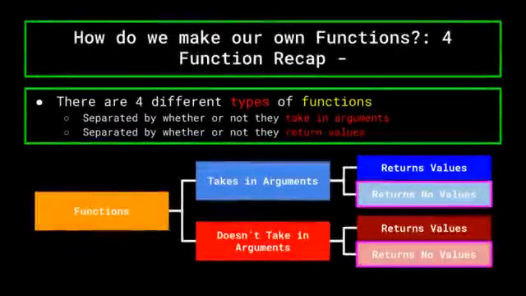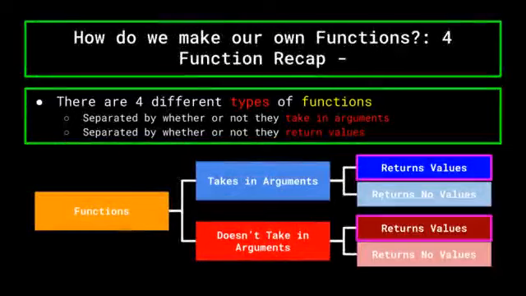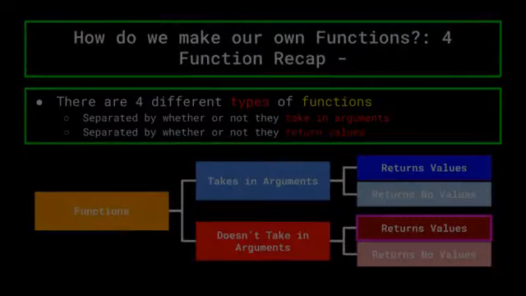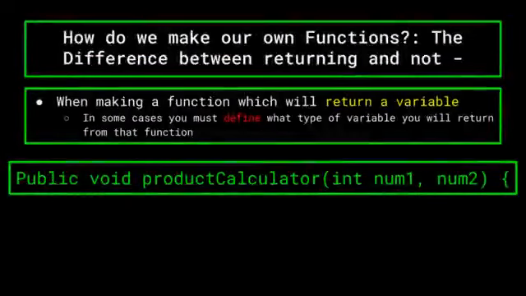So now that we've gone over how to make functions that don't return variables, we have to cover those that do. And we'll start with ones that don't take in arguments. Now the main difference between defining functions that return variables and defining ones that do not is that in some cases you have to specify that you want this function to return an integer variable.